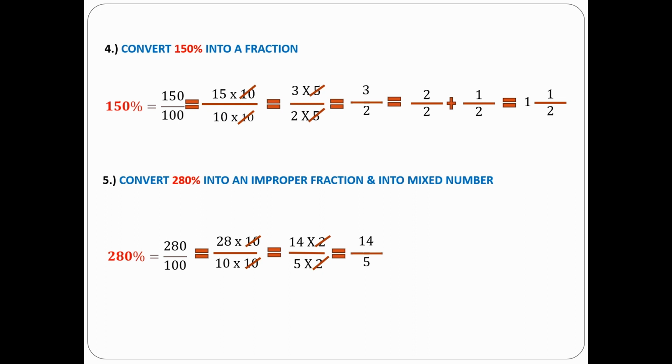Now we can convert 14 over 5 into a mixed number. 14 is basically 10 plus 4, and keep the denominator the same. So the fraction is split into 10 over 5 plus 4 over 5. So we have a mixed number of 2 and 4 over 5.